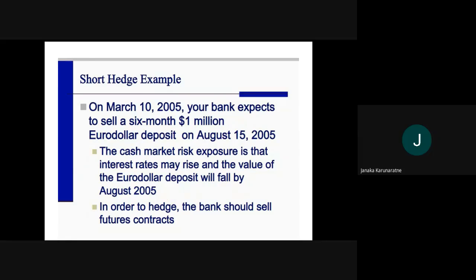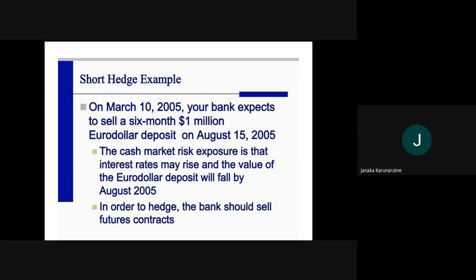So on March 10, 2025, your bank expects to sell a 6-month €1 million deposit on 15 August. So basically you want to mobilize some deposits in August. The cash market risk exposure is that interest rates may rise and the value of the euro-dollar deposit will fall by August 2005. So people will ask for a higher interest rate than what is prevailing now. So in order to hedge, the bank should sell a futures contract.